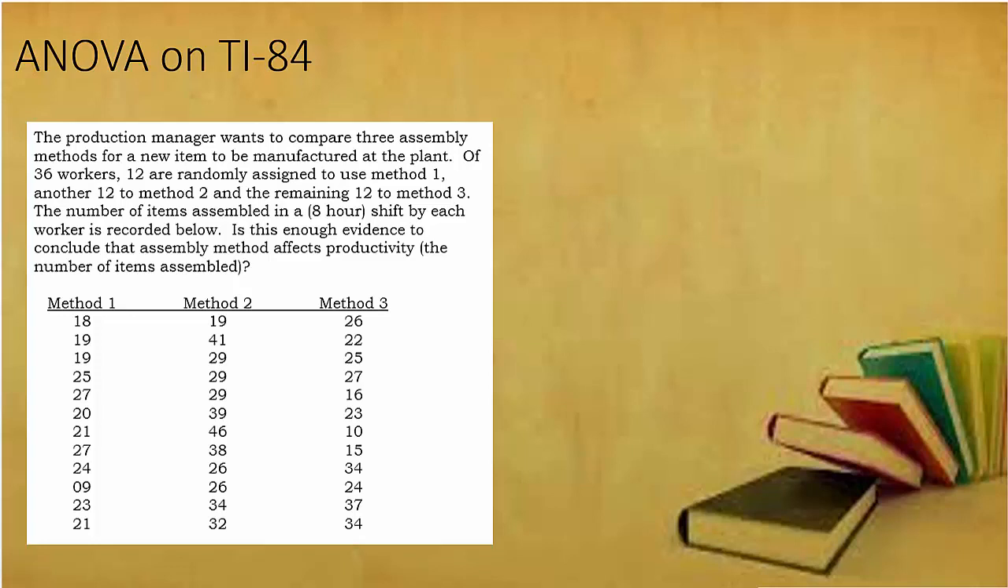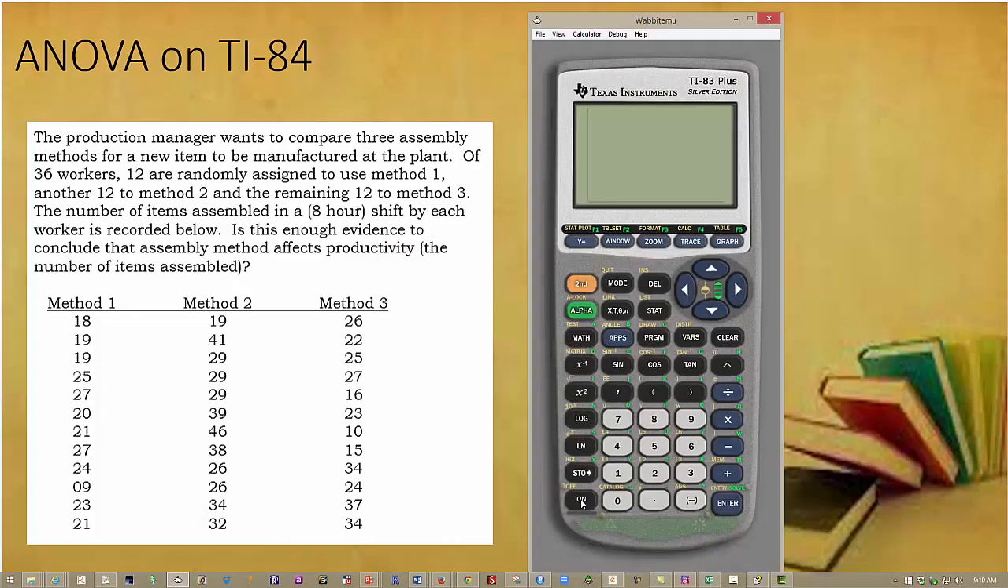Okay, so we'll just bring in our calculator here, and the first thing we will want to do is select Stat and Edit, and we will enter the numbers from the problem. So you can see, for example, in list 1, I have 18, 19, 19, 25. Those are the numbers from here. And then so on for methods 2 and 3. If you need to, pause the video and put those in, and I will go ahead and just move on.